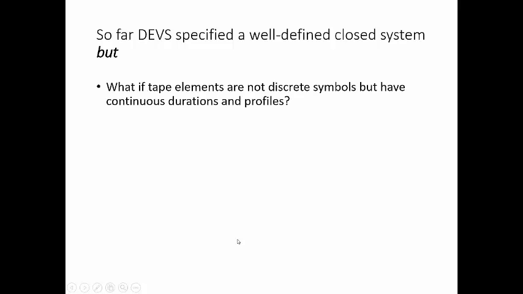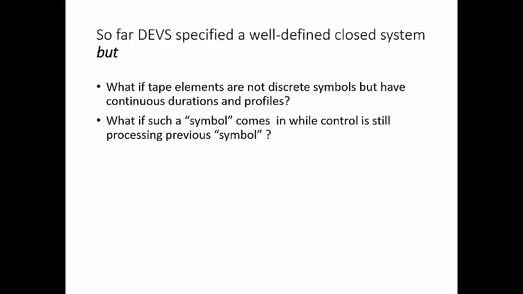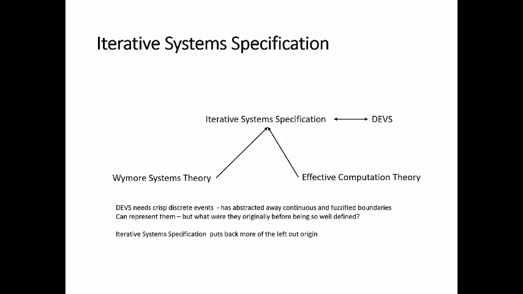Now, so far DEVS specified a well-defined closed system, but what if the tape elements are not discrete symbols, but have continuous durations and profiles as they would in reality? And what if such a symbol comes in to the control component while it's still processing the previous symbol? What happens then? These kinds of timing issues and non-crisp versions of symbols can't be immediately stated in DEVS, although they can be eventually represented. But what helps to address these kinds of questions is iterative system specification.